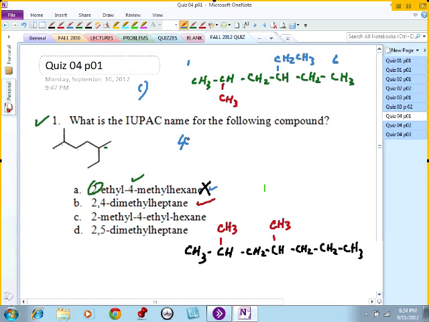4-ethyl. Very good. Because we have to name in alphabetical order. 4-ethyl-2-methylhexane. Okay, so I see you guys have no problem with nomenclature. Very good. Yes. Oh no, it doesn't. It doesn't matter.